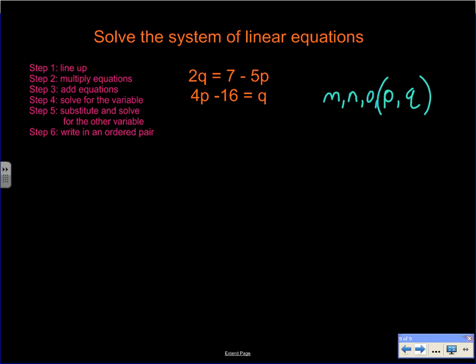I want you to go ahead and try and solve this one using linear combinations. And when you get this solved, unpause the video and see if your solution matches up with mine, and check your work. Go ahead and pause the video now.